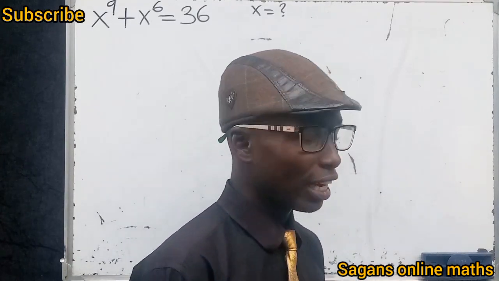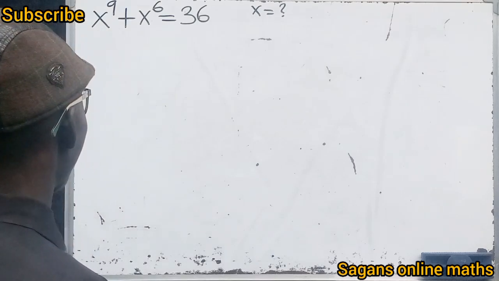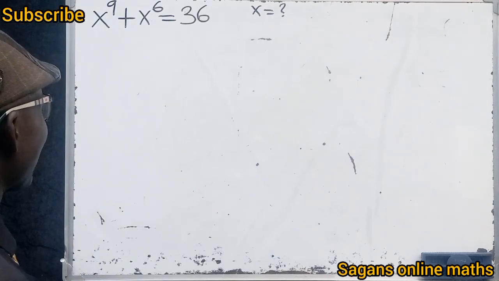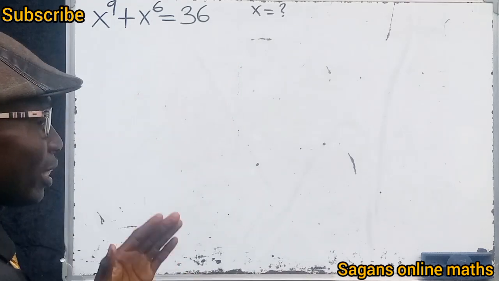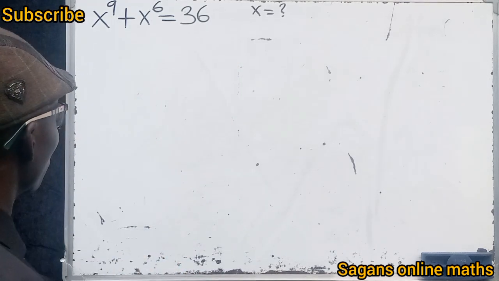Let's solve this question together. Now look at what we are given. We are given that x raised to the power of 9 plus x raised to the power of 6 equals 36. We are asked to find the value of x. This question is as simple as ABCD. Now let's solve it together.